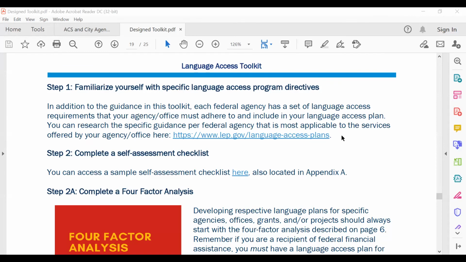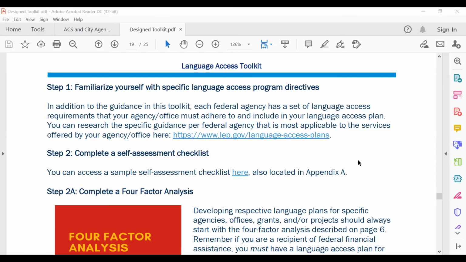the link that was going to be in the toolkit for the federal agency language access plan. So again, if it's Department of Education, Department of Labor, Department of Transportation, every single federal agency is required to have a language access plan, and you can find it at this link. What we have done is we've actually read and researched every single federal agency access plan, and our language access toolkit, if you follow the steps, you will be in compliance with every single federal agency there. But if you do want to see the individual language access plan, this is a link for you.